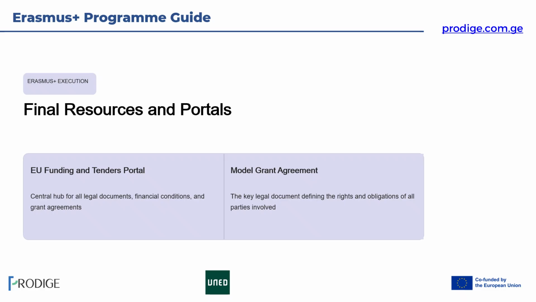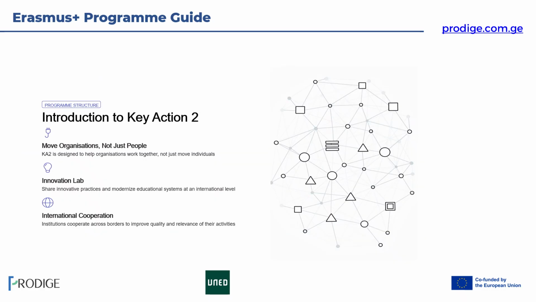Now, let's move on to Key Action 2, cooperation between organizations and institutions. While Key Action 1 focuses on moving individuals, Key Action 2 is designed to help organizations work together. Its main goal is to allow institutions to share innovative practices, cooperate at an international level, and modernize their educational systems. It is essentially the innovation lab of the Erasmus Plus program.